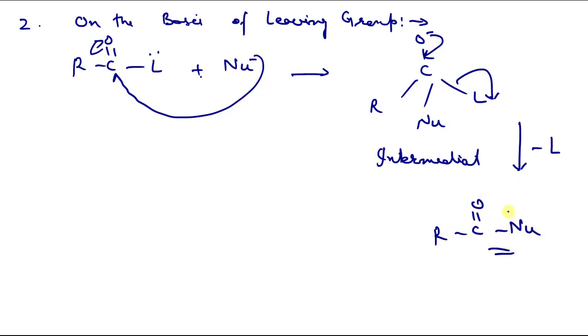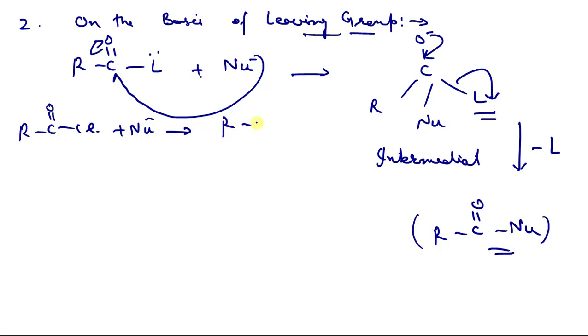Now the more easily L can depart, the greater will be the reactivity, because we have to remove it. So that is the basis of our second methodology to decide their order of reactivity on the basis of the leaving group. Now we have to identify the leaving groups. In the case of acid chloride, RCOCl plus nucleophile gives you RCO nucleophile plus Cl negative. So this is the leaving group.